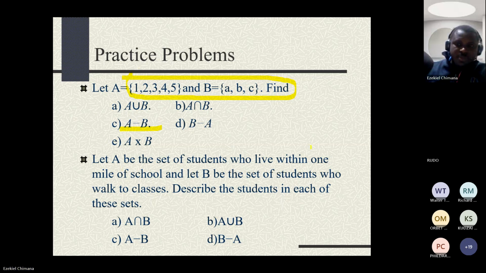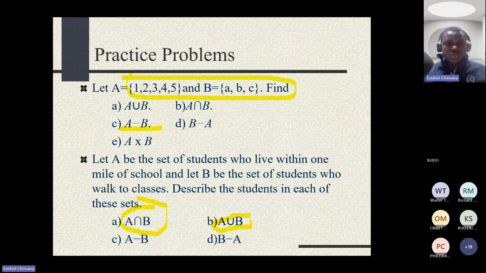And then let A be the set of students who live within 1 mile of school, and let B be the set of students who walk to classes. Describe the students in each of these sets. So you need also to look at description of these sets. If you are saying A intersecting B, this is a set of all the students who live within 1 mile and walk to classes. So that's the description that you need to give there.